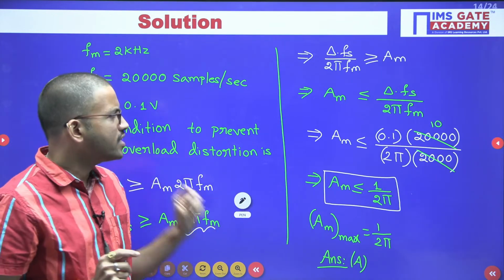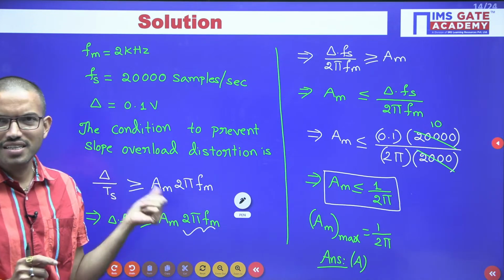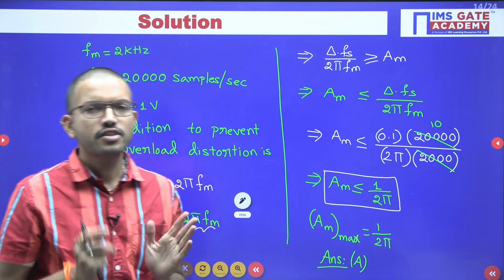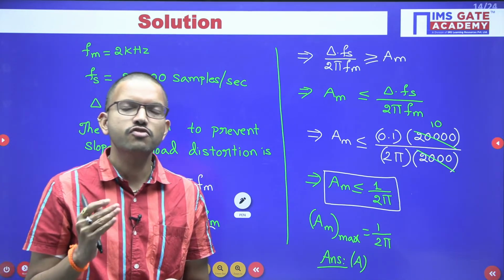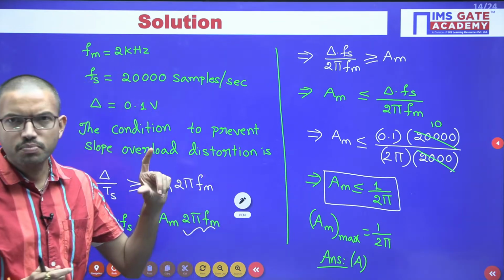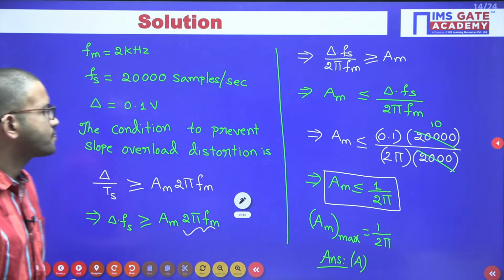Even if any students have confusion about whether we have to consider greater than or equal to, or less than or equal to, just recall the concept of slope overload distortion and granular noise, and in which case it is occurring. So if you want to avoid it, what we have to perform with respect to step size, whether we have to increase or decrease.